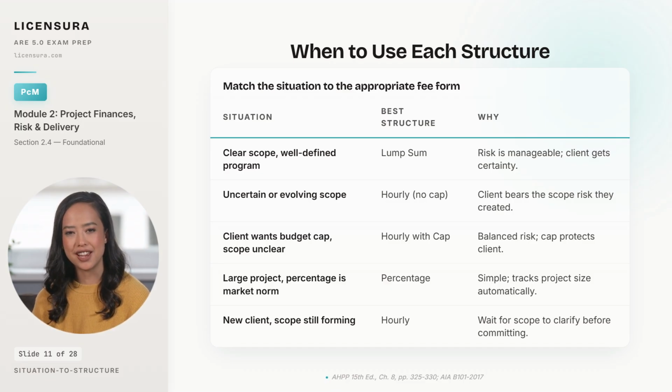Percentage of construction makes sense on large projects where it's the market norm and tracks the project size automatically. And with a new client where the scope is still forming, hourly is the safe answer until you've worked together long enough to understand how they manage scope. The cost of getting this wrong becomes visible the moment something changes after contract signing.